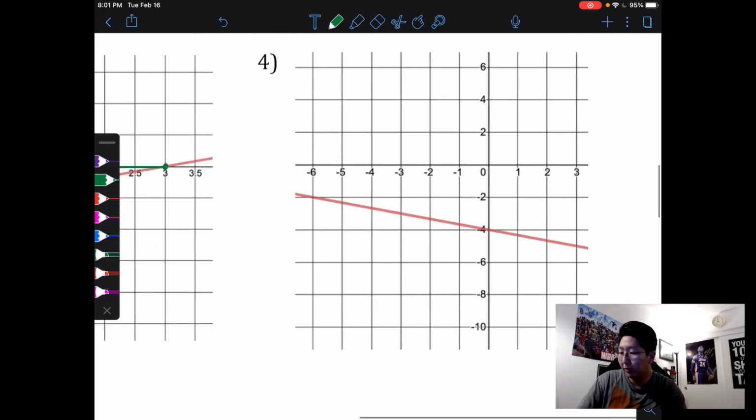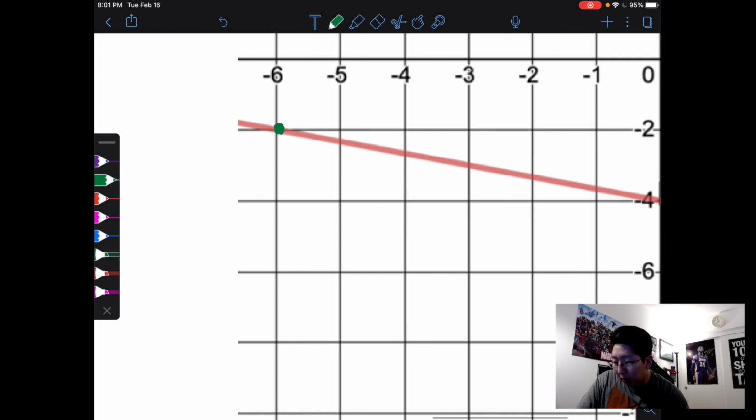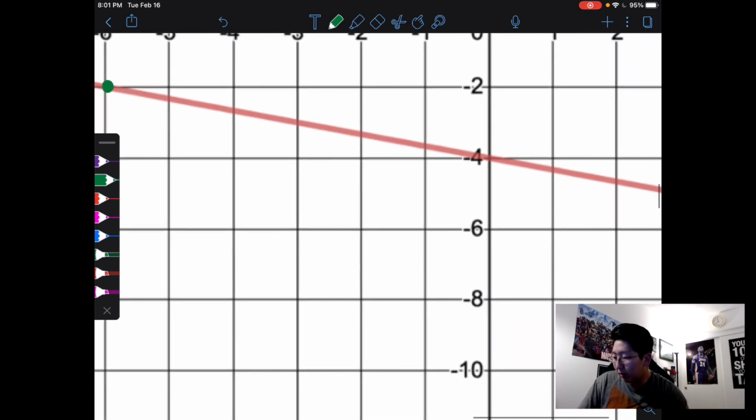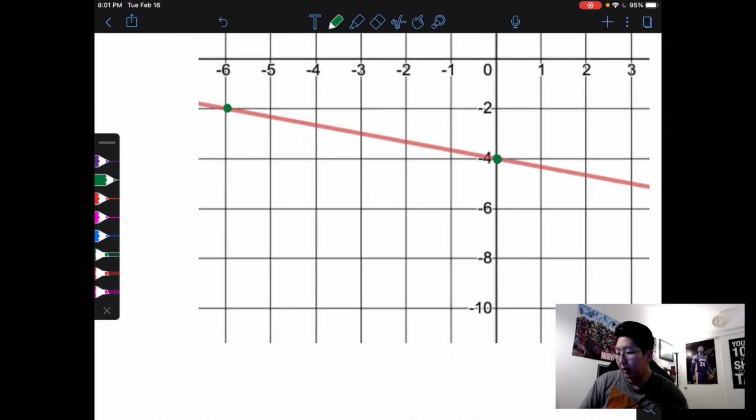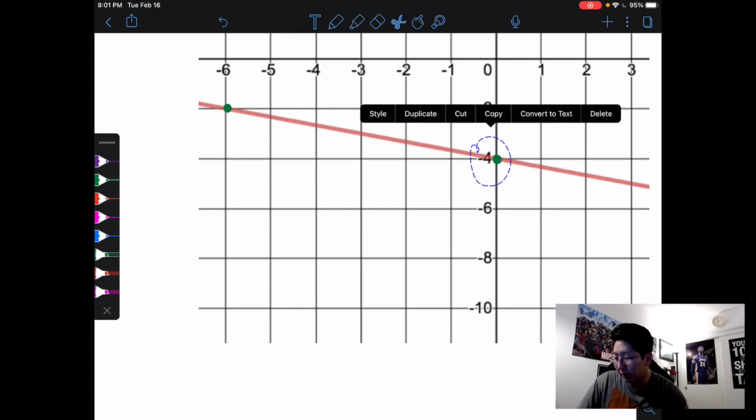Last one. Find two lattice points. I see one right here. I see one right here. And we only need 2. But if you find 2 of the closest ones, you don't have to reduce. So here, no, here, no, here, no, here, no, here, no. Here we go.